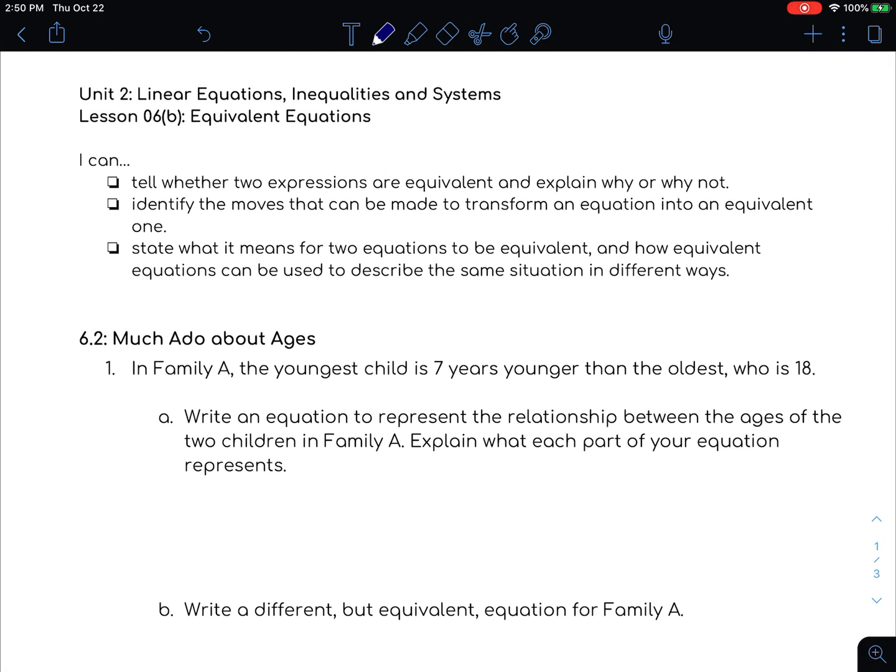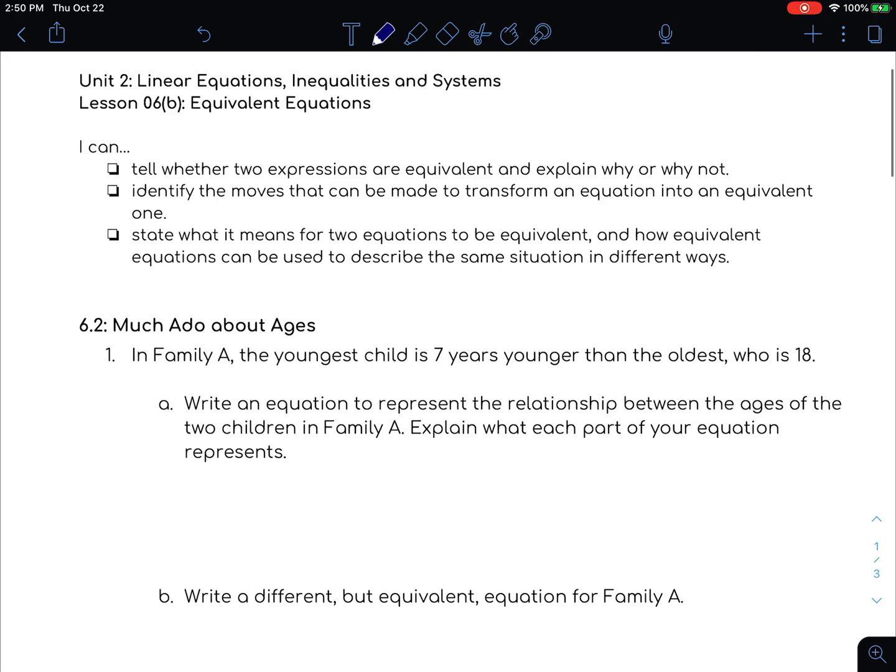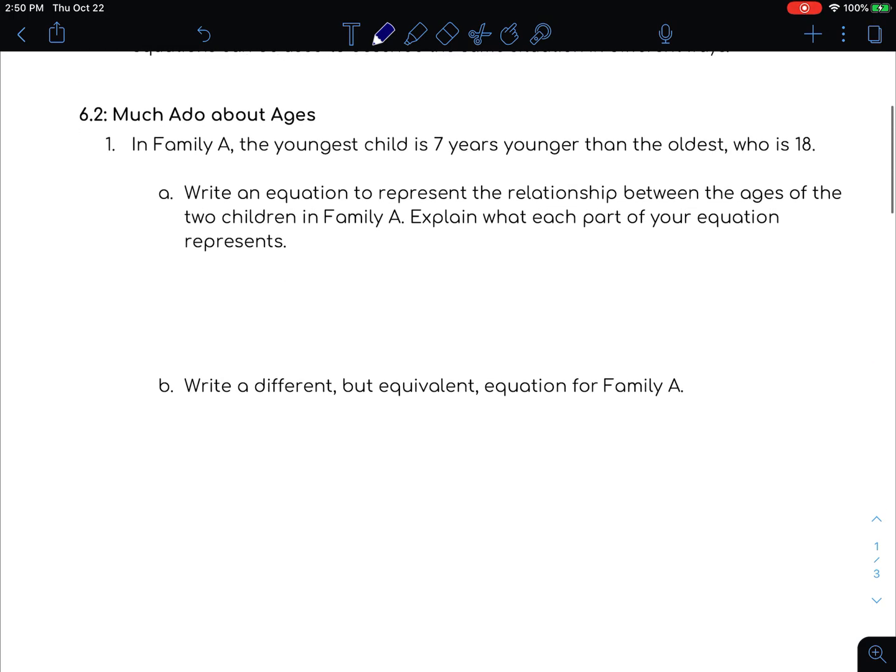Right, so we've broken lesson 6 of Unit 2 into a couple different lessons here. We're going to continue to talk about equivalent equations in this section today, and what makes two expressions or equations equivalent, and how can we transform one to another and make them equivalent.